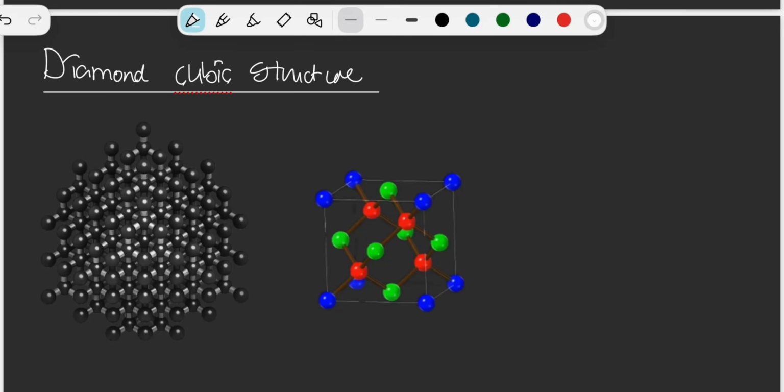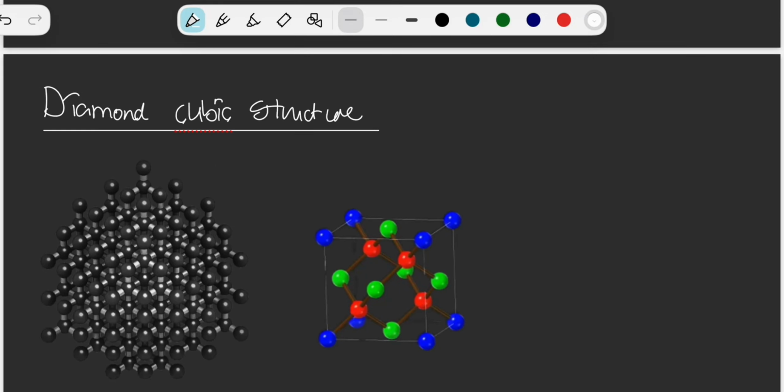So in this video, we're going to talk about diamond cubic structure, right? So we've been talking about all of these different structures, and if you come to diamond cubic structure, you're going to realize that it's a little bit different from all the structures that you were used to in the way that we're going to explain.